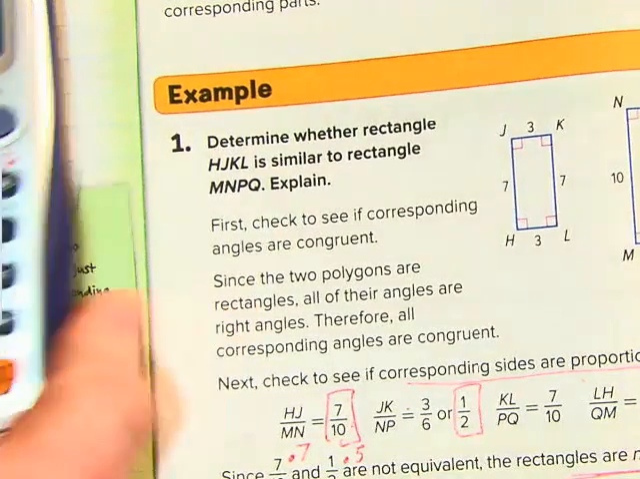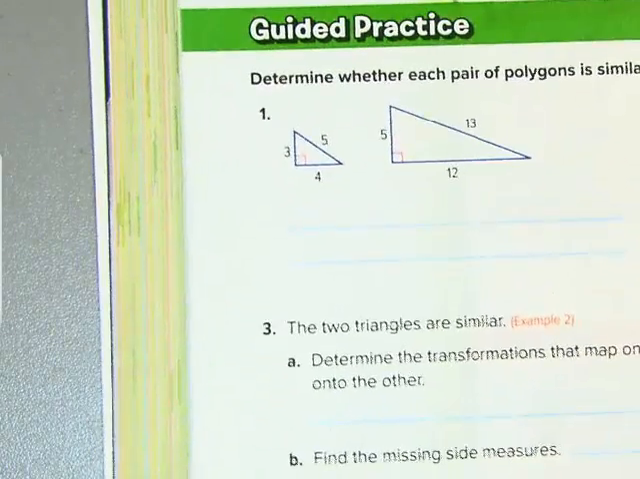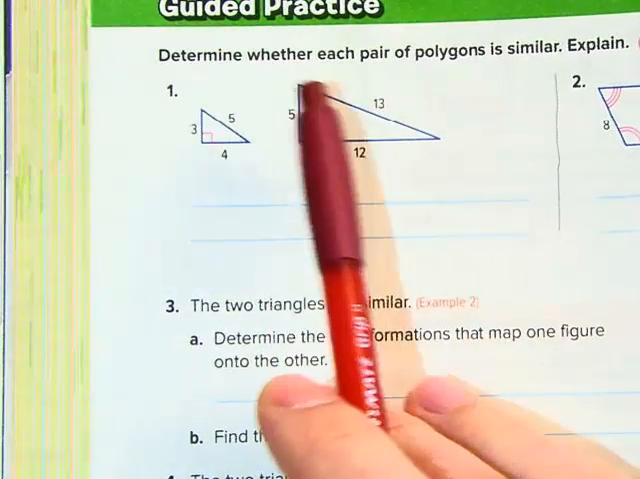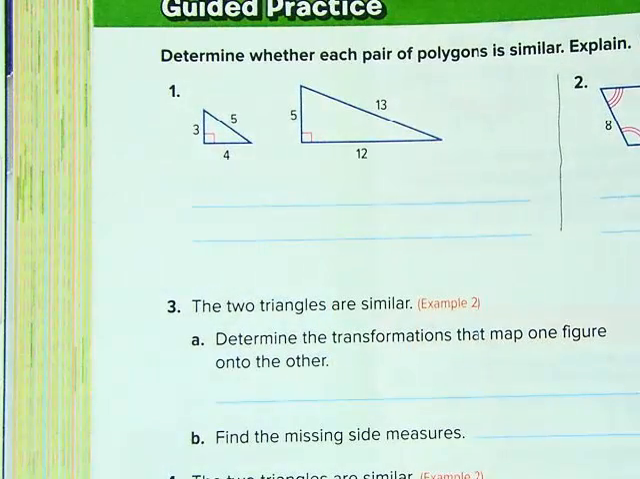I'm actually going to turn the page. So I'm going to turn the page to the guided practice. And I want to look here at number 2. So directions are the same. Determine whether each pair of polygons is similar, and then be able to explain.